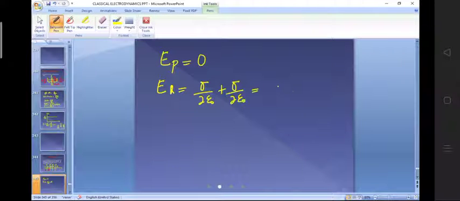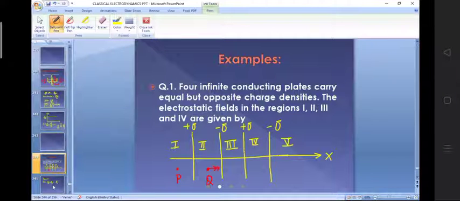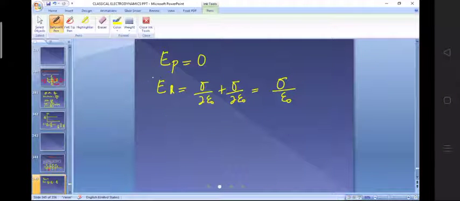So the net electrostatic field at the point Q is simply equal to sigma by 2 epsilon 0 plus sigma by 2 epsilon 0. So that is simply equal to sigma by epsilon 0. And sigma by epsilon 0 along what direction? Along the x direction. So here I will write down the electrostatic field at the point Q will be along the i cap, or along the x cap. Sigma by epsilon naught multiplied by x cap, or sigma by epsilon naught multiplied by i cap.